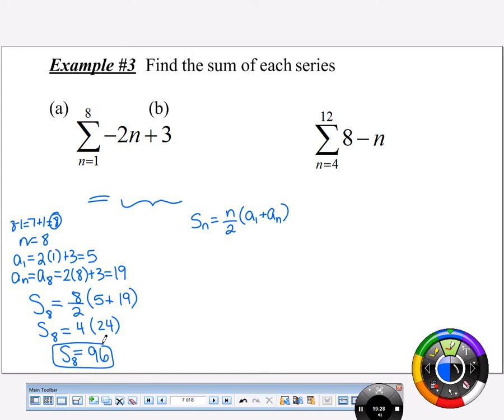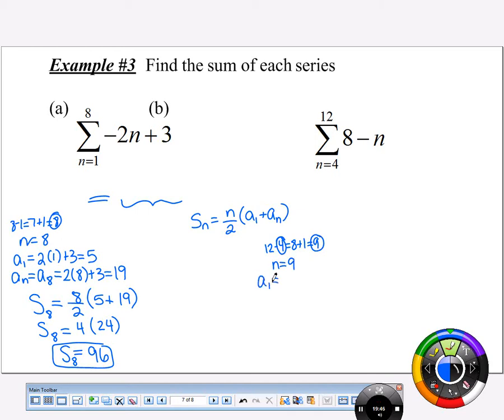You see the next one ends with 12 and starts with 4. If you do 12 minus 4, that's 8. But remember to add 1 back on because when you subtract, it doesn't count that beginning step. So this is actually 9 terms. So n is equal to 9.